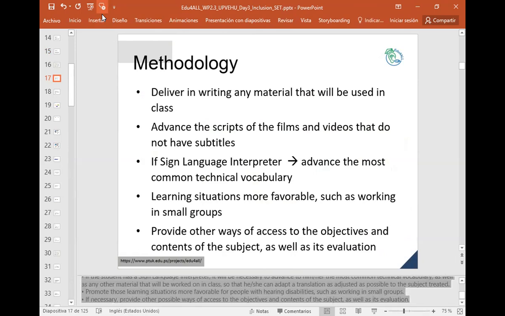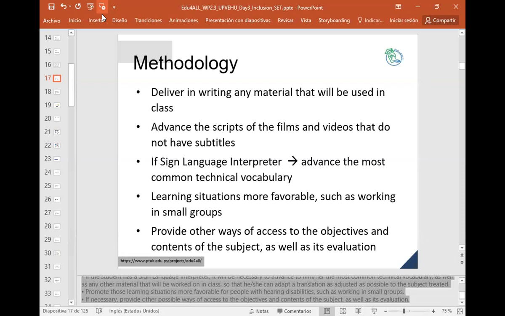Deliver in writing any material that will be used in class during the course: documents, readings, bibliography, outlines, slides. Advance the scripts of the films and videos that are going to be used in class and that do not have subtitles. If the student has a sign language interpreter, it will be necessary to advance to him/her the most common technical vocabulary, as well as any other material that will be worked on in class, so that he/she can adapt a translation as adjusted as possible to the subject treated.